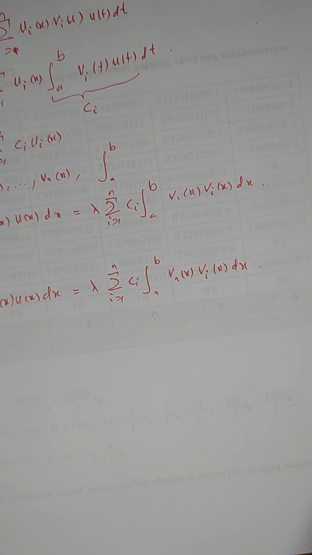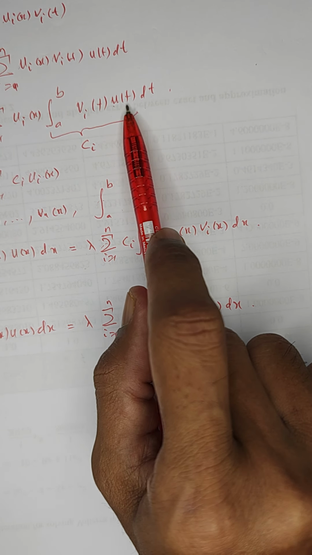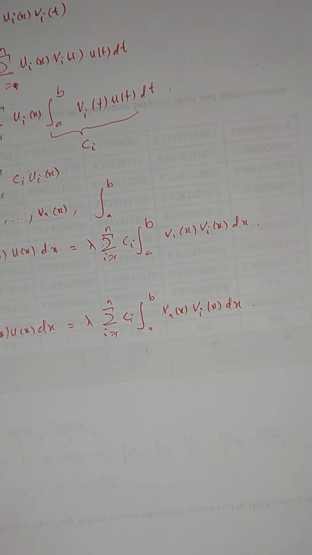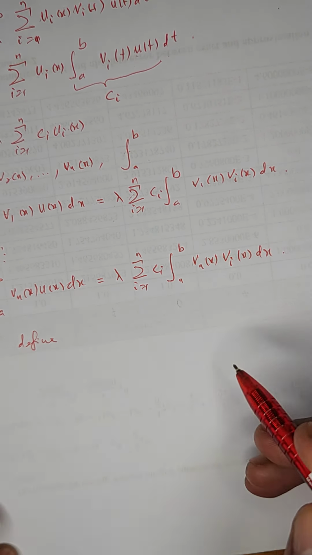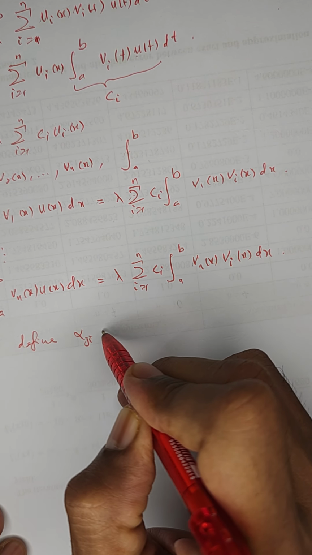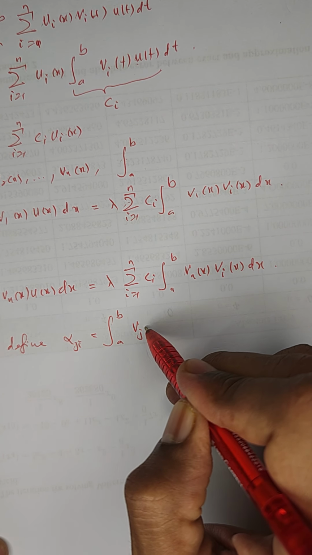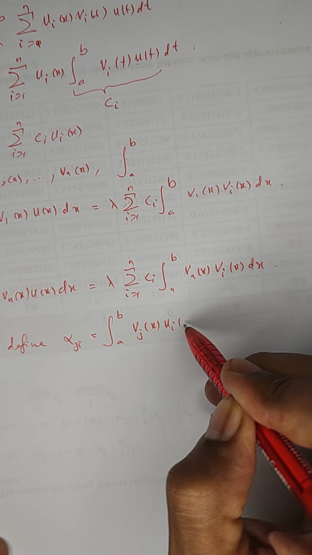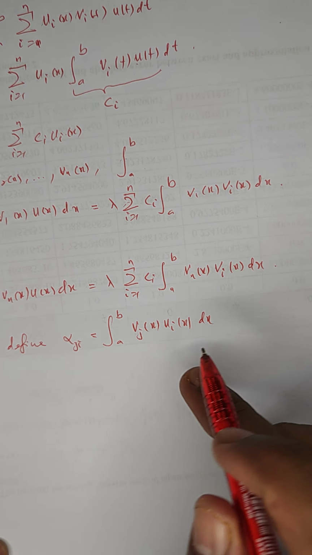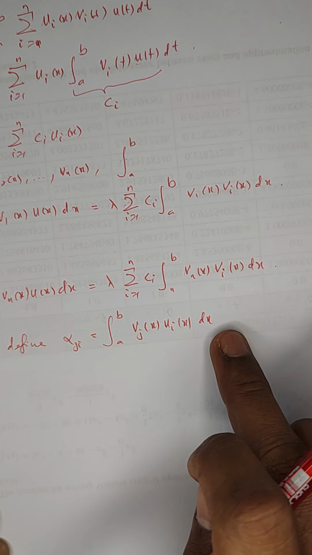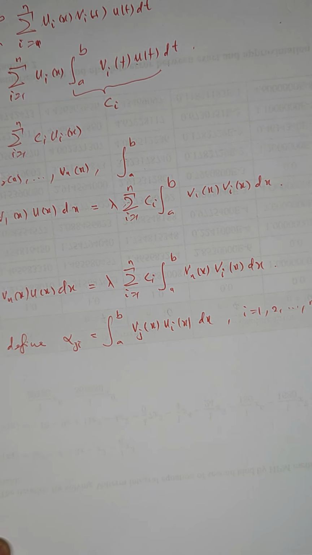Okay, now remember that we have this definition first, the integration from a to b of vi(t) u(t) dt as ci. And also we define alpha, let's say alpha_ji, as the integration from a to b of vj(x) ui(x) dx. And of course, this is for j = 1 to n, for i = 1 to n, as well as j.